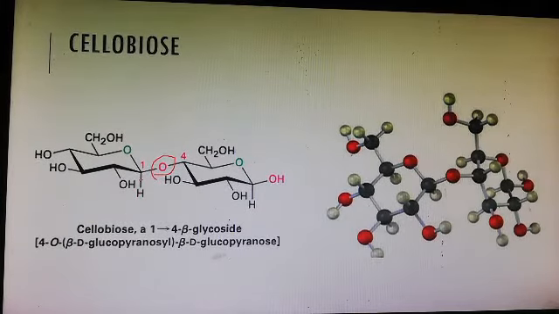So, samantalang ang maltose ay alpha, pababa, 'di ba? So, ang cellobiose, we cannot digest it. Humans cannot digest cellobiose, and they cannot be fermented by yeast. Kasi nga nasa beta form. And maltose, however, is digested without difficulty and is fermented readily. So, yun.